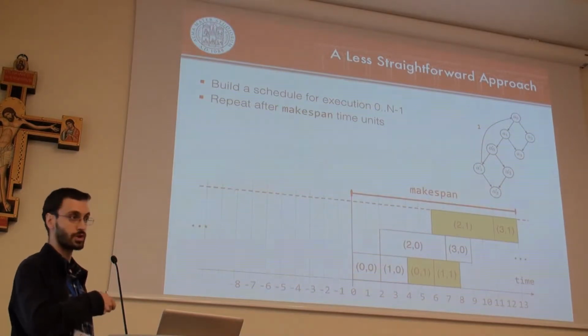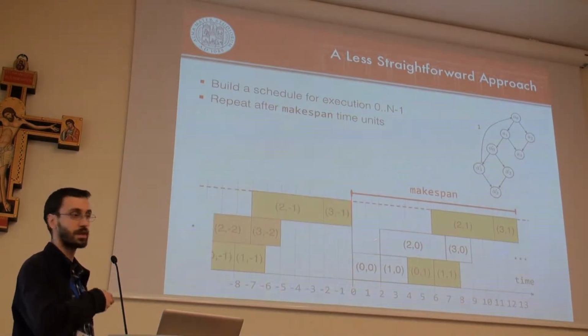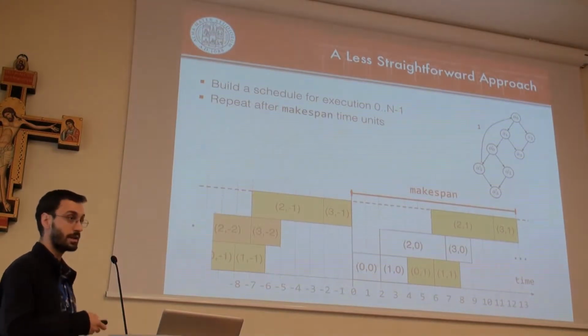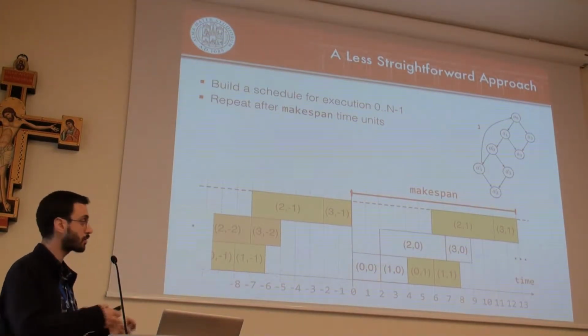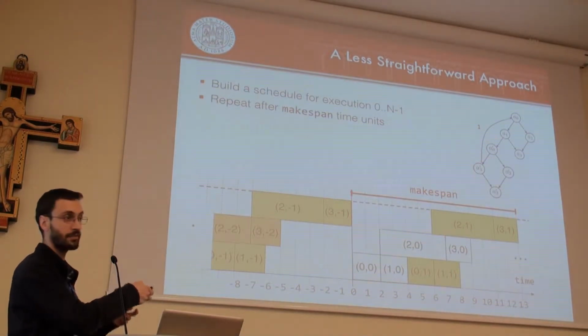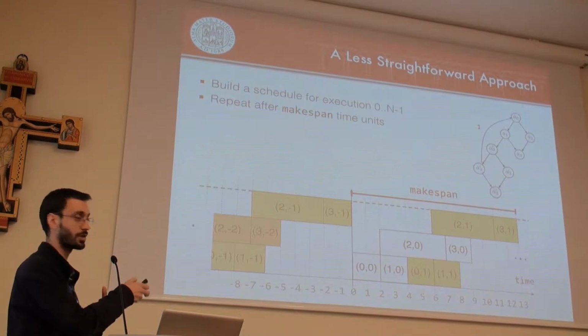We build the schedule for the 2 iterations, and we repeat every makespan. So we get a periodic schedule. It is still correct. It is better than the previous one because now we are allowing some iterations to overlap. The iterations captured in our graph can overlap over time, and we can better exploit the resources.